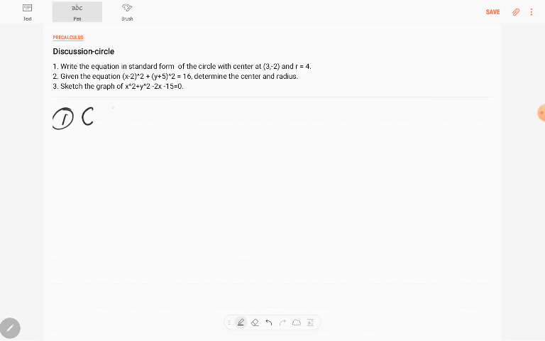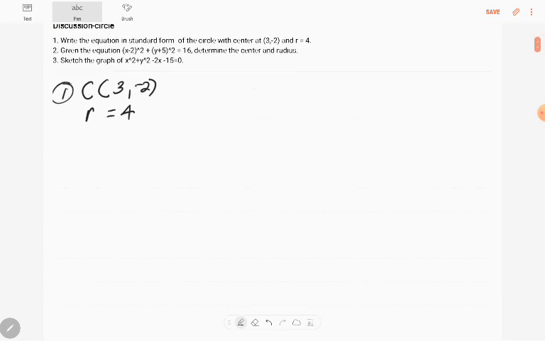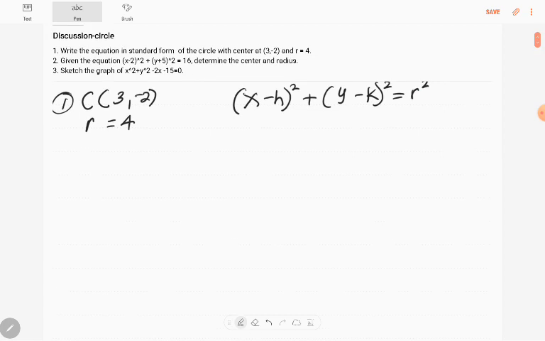You're given that the center of the circle is at (3, -2) and that the radius is equal to 4. And we're asked to write the equation in the standard form. Remember that the standard form of the equation of a circle is given by (x - h)^2 + (y - k)^2 = r^2. So that means we just have to substitute into this equation based on what is given in the problem.